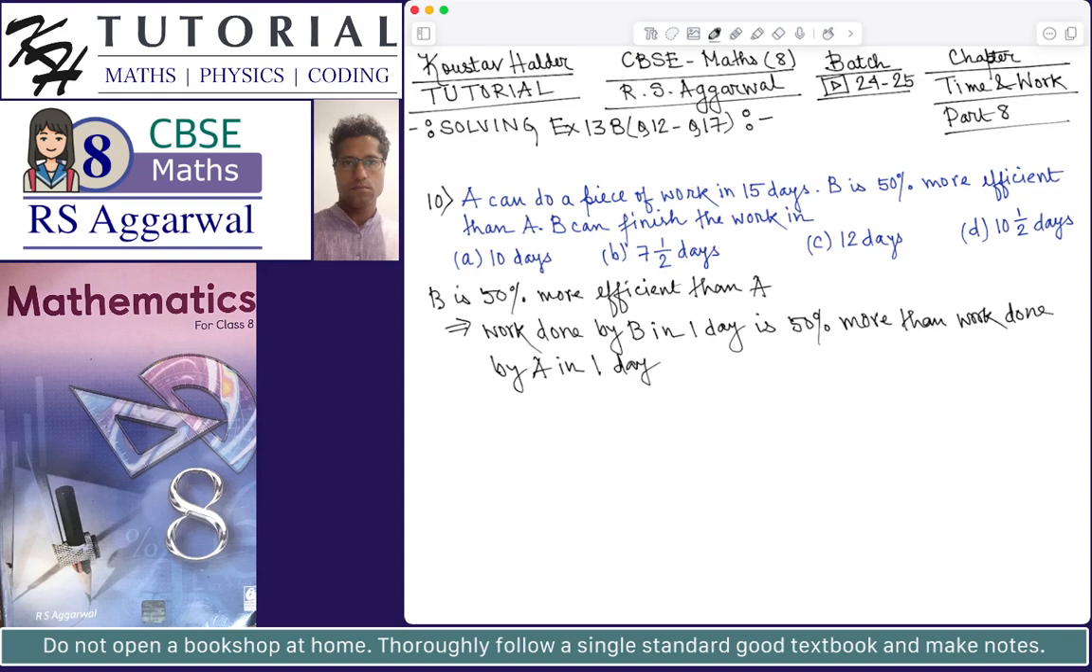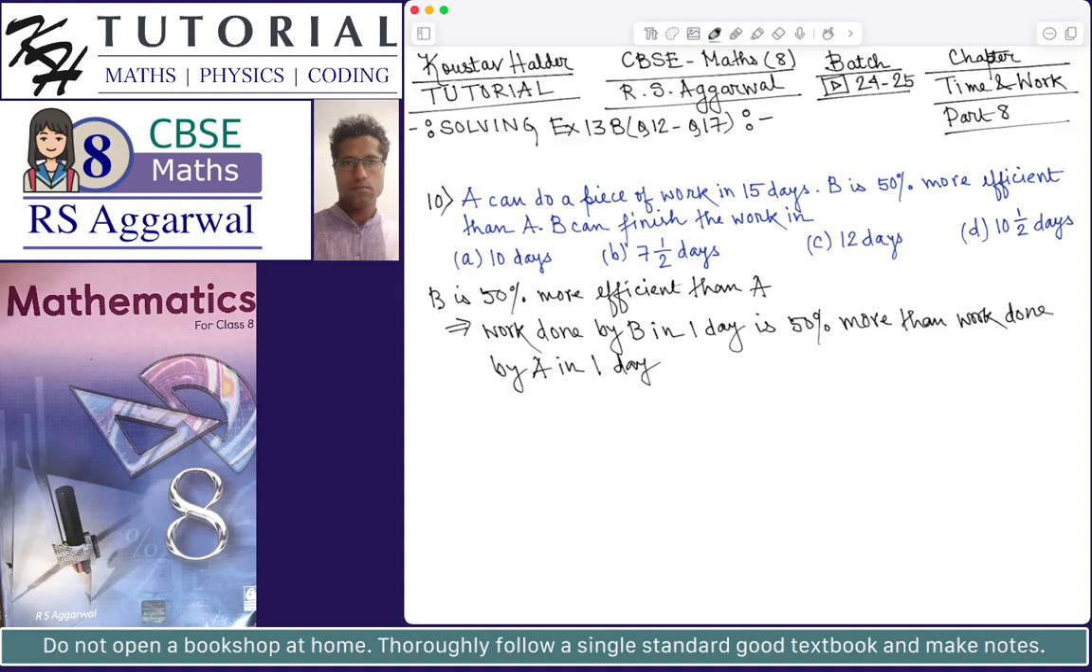Now, what is efficiency? I think efficiency means the amount of work done in 1 hour or in unit time. Since in this problem the time is in days, we can say that work done by B in one day is 50% more than work done by A in one day. Ultimately, we have to find in how many days B can complete the work.